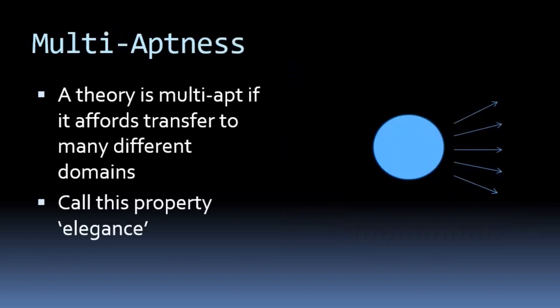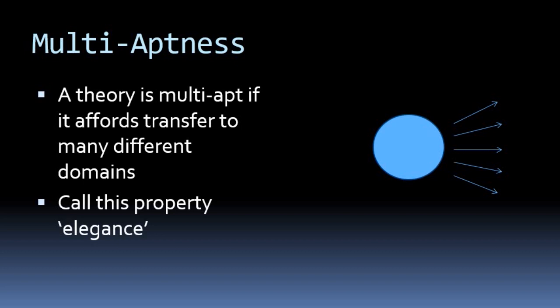Okay, so here's what I think we want from our scientific theories. Here's what we want our scientific theories to look like. We want them to have this property, multi-aptness. Multi-aptness. Something is apt if it's good for doing something. Something is multi-apt if it's good for doing lots of different things. Yeah? So, a scientific theory is multi-apt if you can apply it to a bunch of different problems, right? Call that elegance. The elegance of a theory, in some sense, is just how many different things you can use it to do.